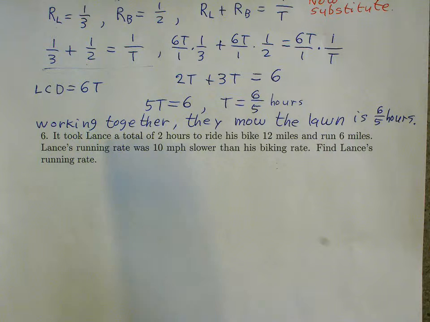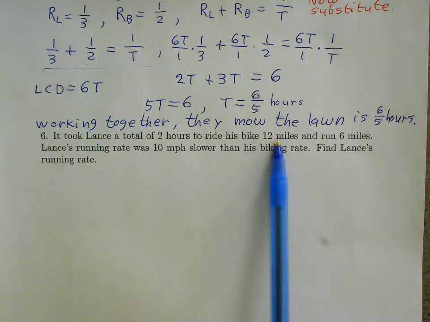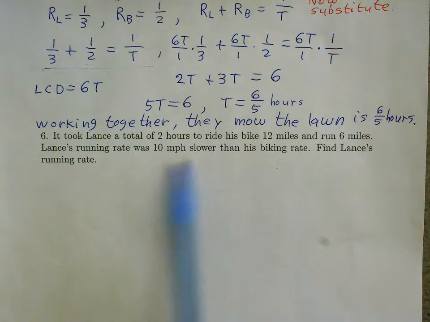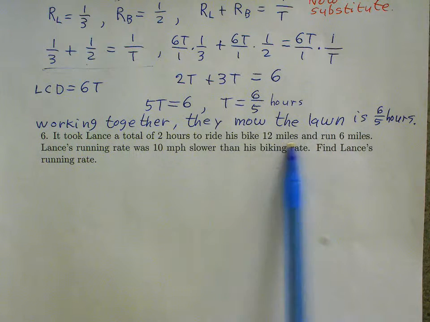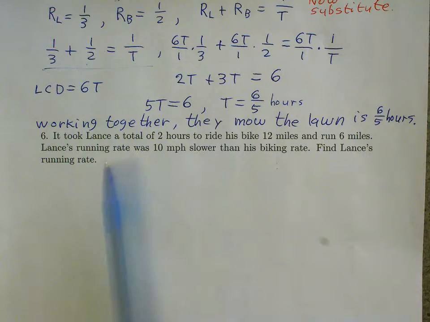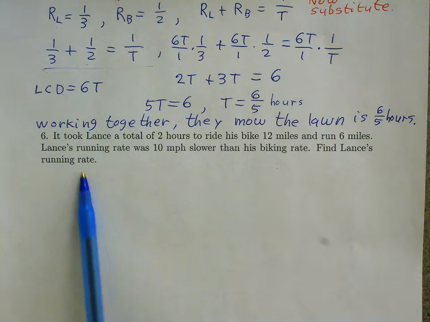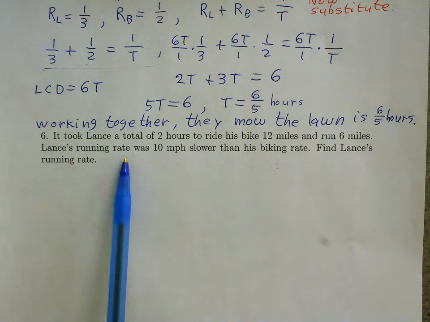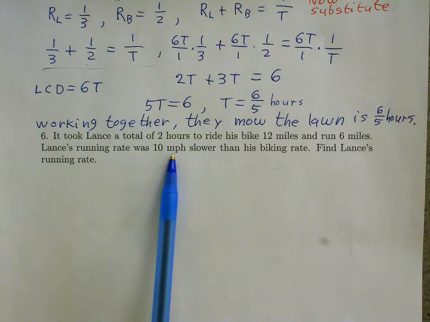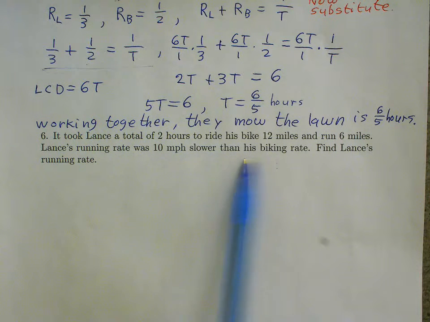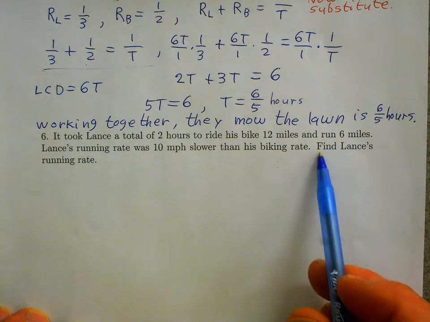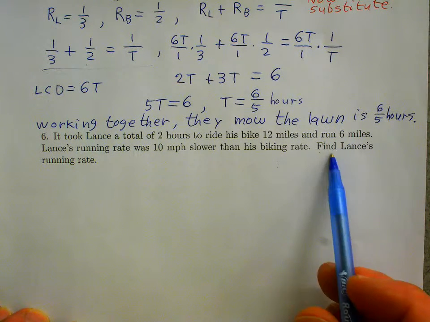So Lance ran 12 miles, or sorry, he rode his bike 12 miles and he ran 6 miles. The total amount of time to do both was 2 hours. And we're told that Lance's running rate was 10 miles per hour slower than his biking rate. And we're supposed to find Lance's running rate.